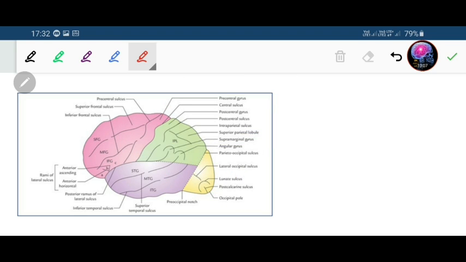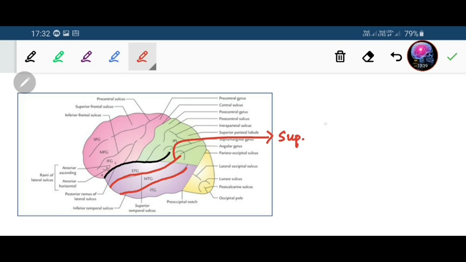Regarding the superolateral surface of the temporal lobe, we get two important sulci that run parallel to the posterior ramus of lateral sulcus that I have already mentioned. Again, this is the posterior ramus of lateral sulcus with an upturned posterior end, and there are two sulci that run parallel to it along the temporal lobe, termed superior and inferior temporal sulci.